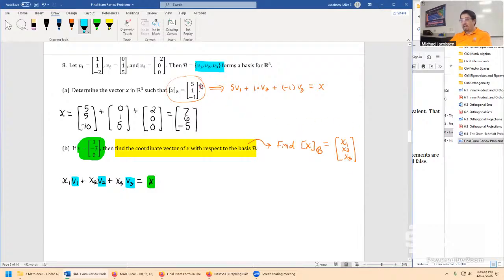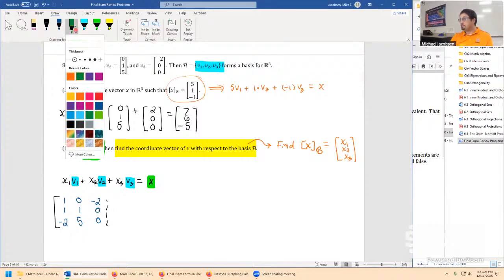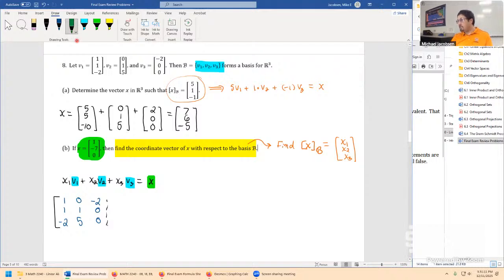So that's all this statement is really trying to say. Again, it's just going backwards, but the backwards process is a little bit more computational. Now we actually have to solve for x1, x2, x3 to get that coordinate vector. We have a vector equation. We can just go automatically to an augmented matrix. Let's throw in these vectors here. 1, 1, negative 2. 0, 1, 5. Negative 2, 0, 0, augmented with the vector x, which is 1, negative 7, 0.